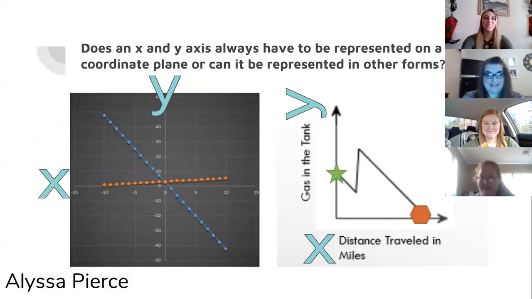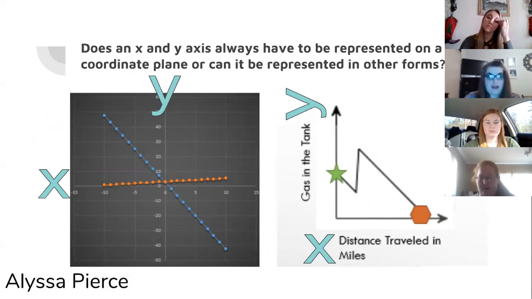Okay. Does an x and y axis always have to be represented on a coordinate plane, or can it be represented in other forms? Well, the x and y axis aren't just used on coordinate planes. An x-axis, by definition, is the horizontal number line, and the y-axis, by definition, is the vertical number line.